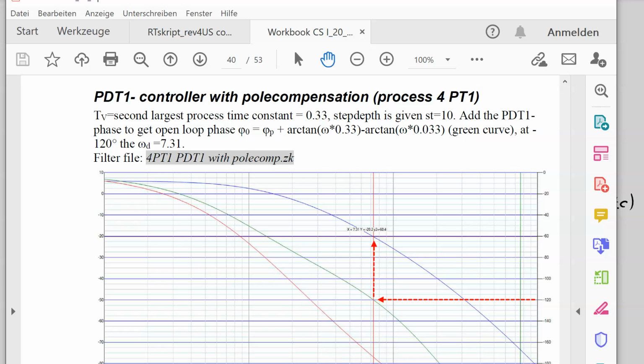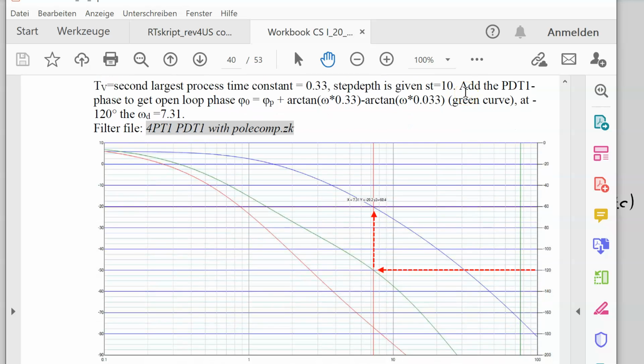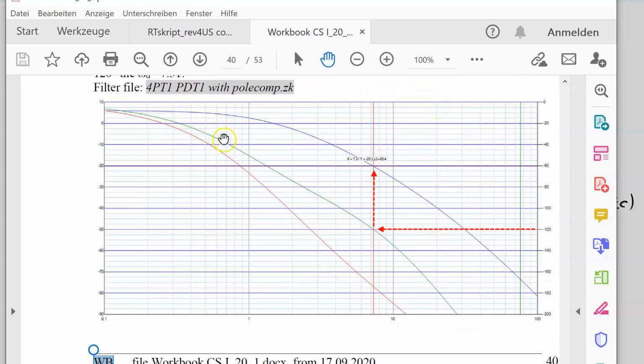So I switch to the workbook, and here you see that the time constant, as shown in my paper, is selected to 0.33, the second largest process time constant. I have selected a step depth value of 10, and with this phase equation I get a new green curve. The green curve is the phase of the open loop, including the process phase, that's the red curve, and the positive values of the PD controller. So the difference from the red curve to the green curve is the positive phase of my PD controller.